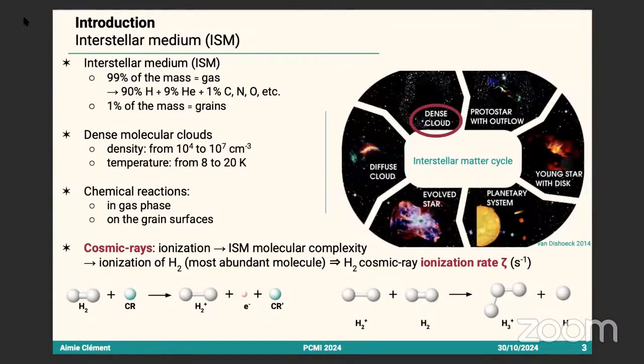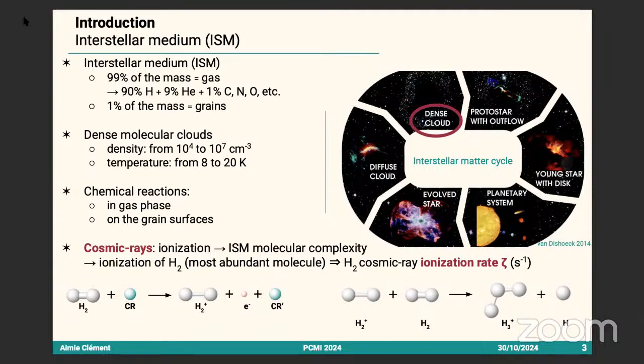So speaking about the interstellar medium, it is composed in terms of mass of 99% of gas, so mostly hydrogen, a bit of helium and other stuff like carbon and oxygen. What I'm the most interested about are the dense clouds that you can see here on the interstellar matter cycle. They are quite dense for the interstellar medium, and they are also cold. A lot of chemical reactions are happening there, whether in the gas phase or on the grain surfaces.